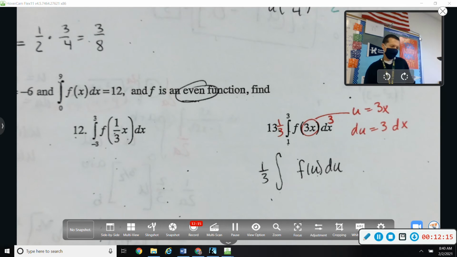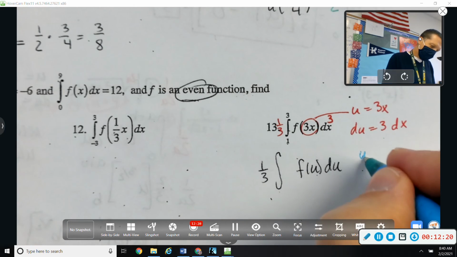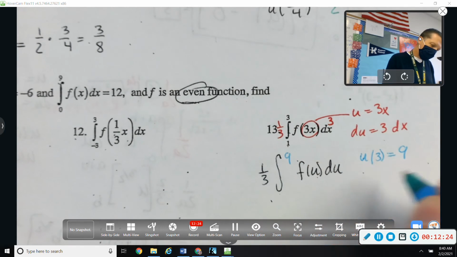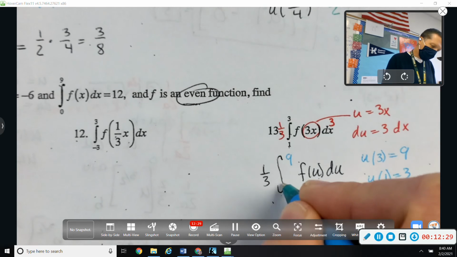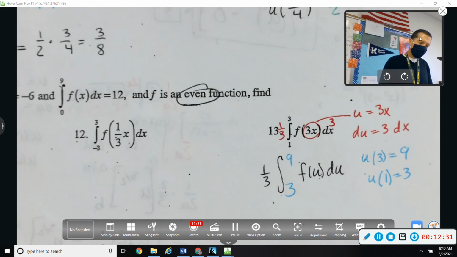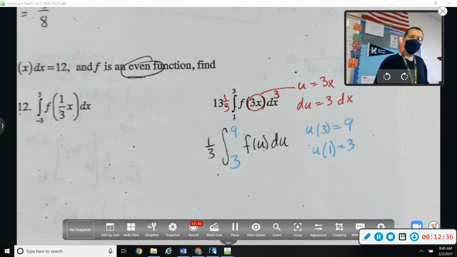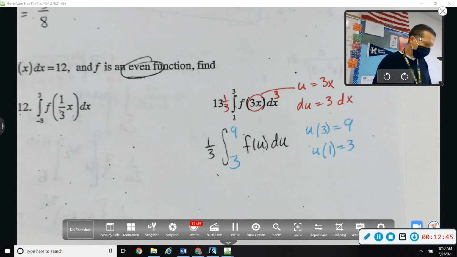I do need to switch the limits though. So u of 3 would be 9, and u of 1 would be 3. So my limits are 3 and 9. So I want the integral from 3 to 9 of f of u du. Well, I don't really have that. I've got 0 to 3 and 0 to 9.